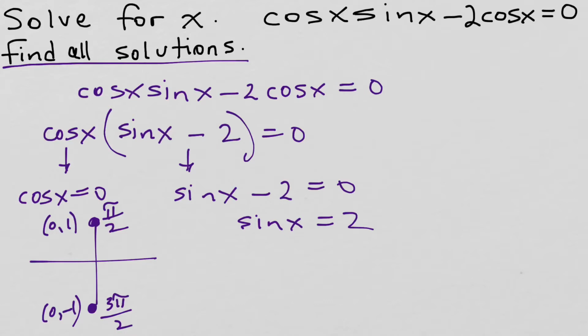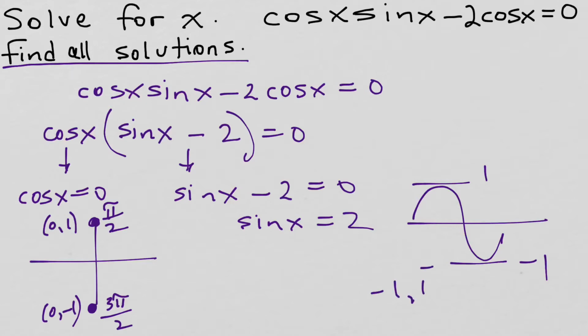Well, let's think about this. Your highest value on a sine curve is 1, and your lowest value is negative 1. So that means your sine value will never go outside of that range, negative 1 to 1. So if you get a number like 2 here that's outside of that range, you're going to say there's no solution to this equation right here because that 2 is outside of the range.